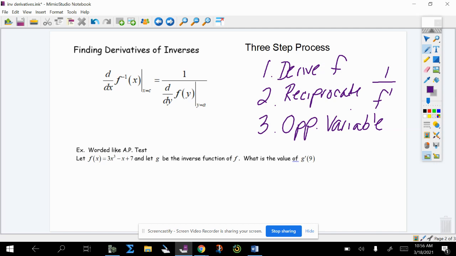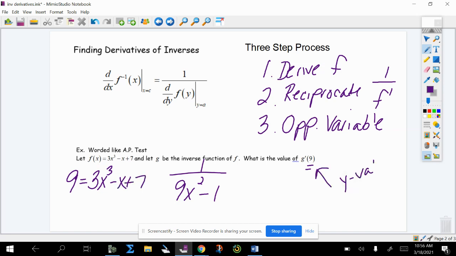So your first step is to derive that f function. So the derivative of 3x cubed minus x plus 7 is 9x squared minus 1. And then you're going to reciprocate it. So step 1 and step 2 kind of happen back to back. Step 3 is the one that they expect you to miss. You're not actually putting 9 into this derivative. Instead, you're going to treat the 9 like it's a y value and set the original function equal to it. So instead of saying f of x equals, you're going to say when does 9 equal 3x cubed minus x plus 7. So you're going to consider that like a y value. That's what I mean by opposite variable.